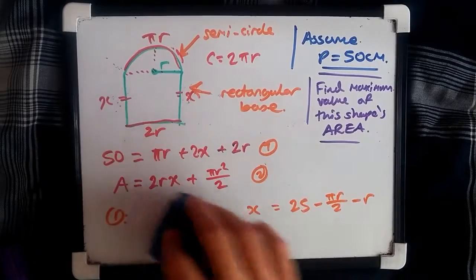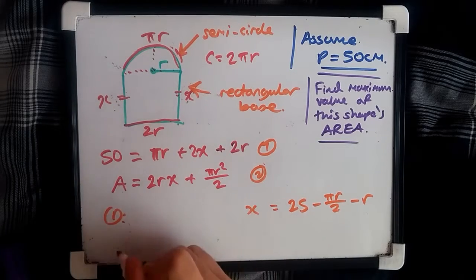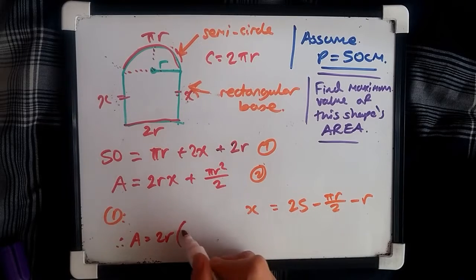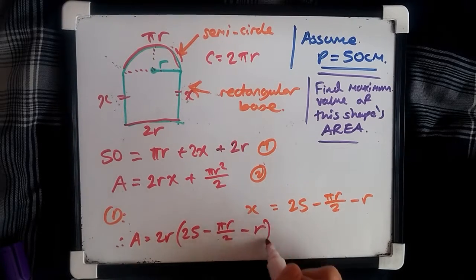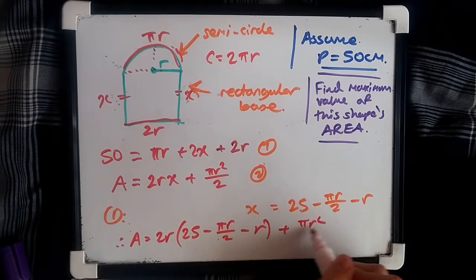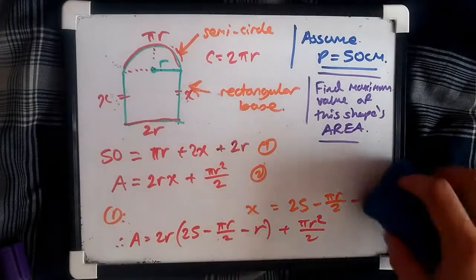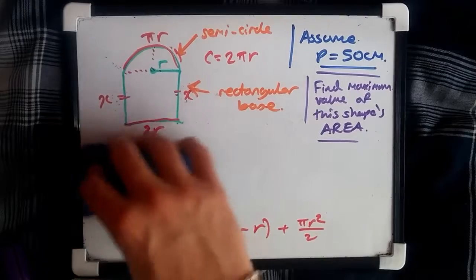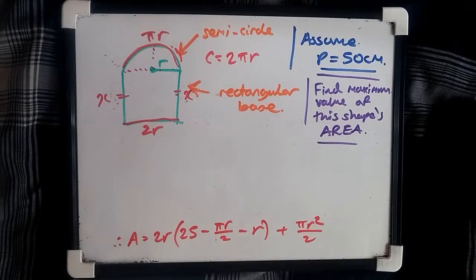Now we can substitute this entire value of x into the second equation. So guys, hope you're pumped. Let's try and pop this in. Using the second equation, our area is going to be 2r times (25 minus pi r over 2 minus r) plus pi r squared over 2. Not gonna lie, this does look quite intense, but trust me, once you get the idea of it, it's actually dead easy. At this stage, what we want to do now is of course simplify this equation.